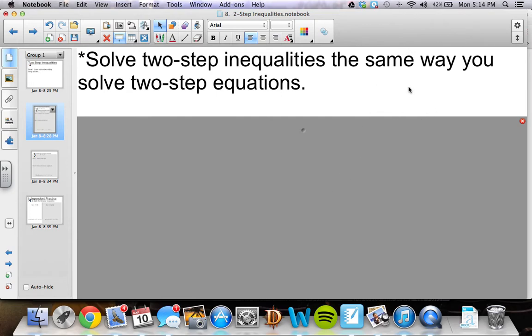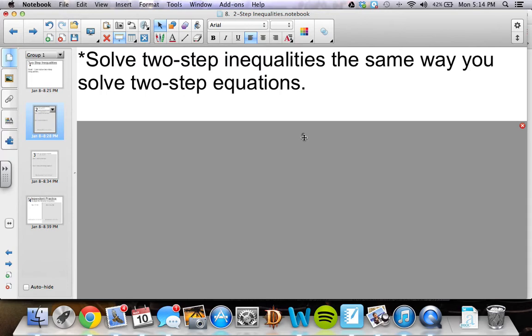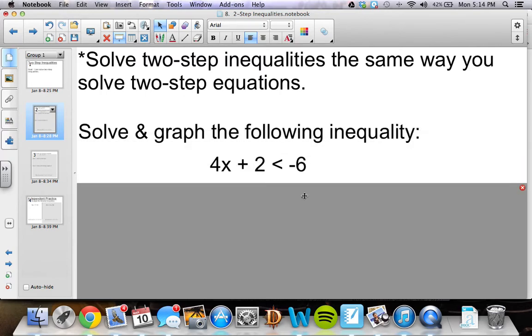So let us begin by solving and graphing 4x plus 2 is less than -6. If you want, go ahead and pause the video if you think you can solve it on your own. If not, I'll run through this one together, and we'll have a couple that I will recommend that you pause the video and do yourself.